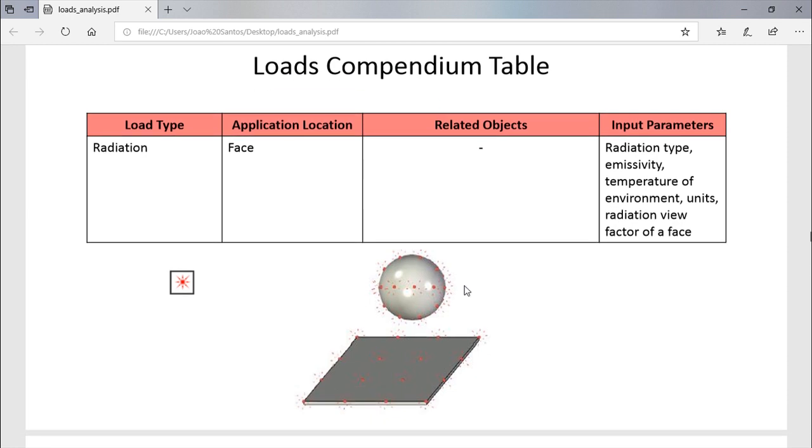And I think it's the last one, so radiation. We apply it on a face, again no related objects, and parameters, a lot of them. So radiation type, emissivity, temperature of the environment, units, radiation view factor of a phase. And I think it's the last one, yes.